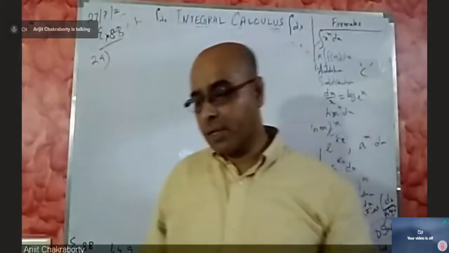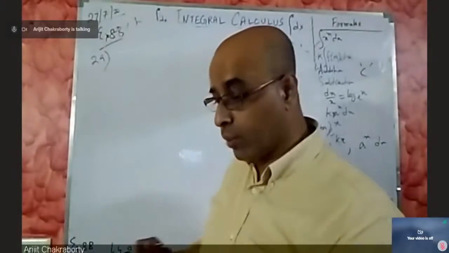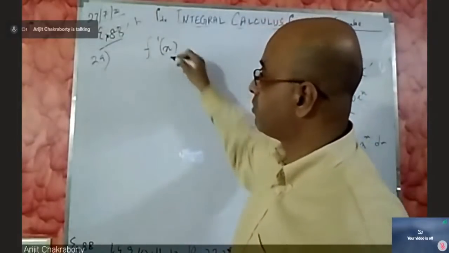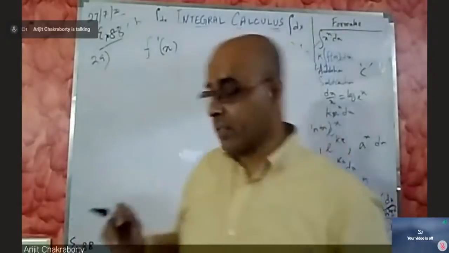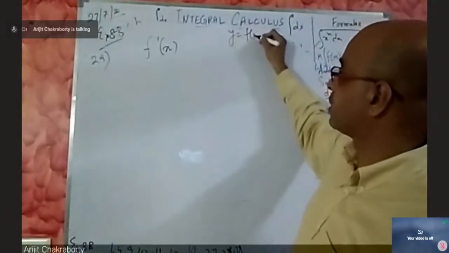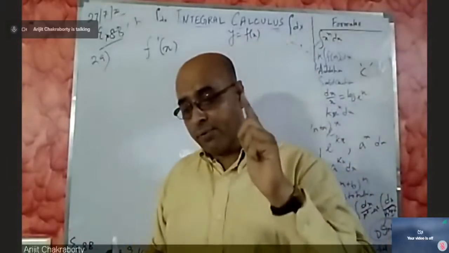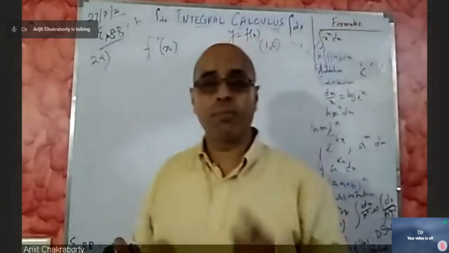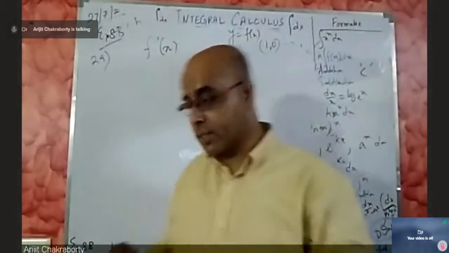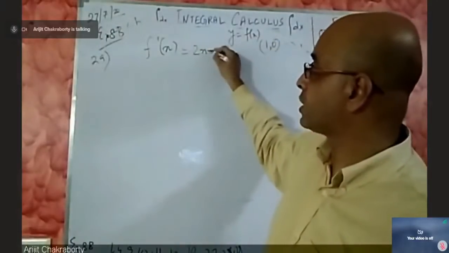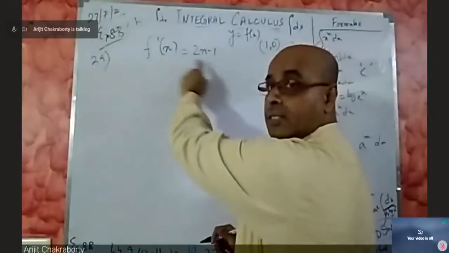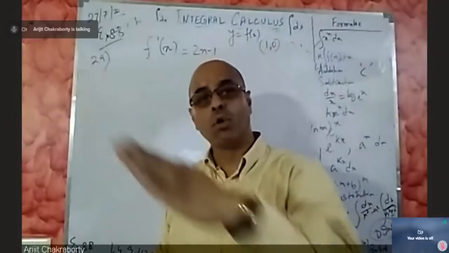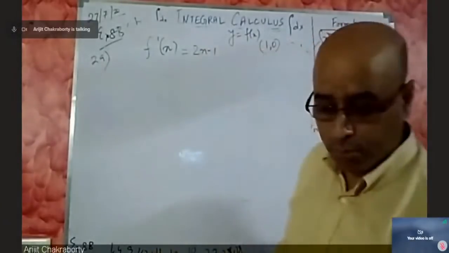29. The equation of the curve is... please see number 29. The equation of the curve is of the form y equal to f(x). And the curve is passing through the point 1, 0. And f dash x is 2x minus 1. That means this f dash x equal to 2x minus 1 is nothing but the equation of the tangent, the slope. So the slope.